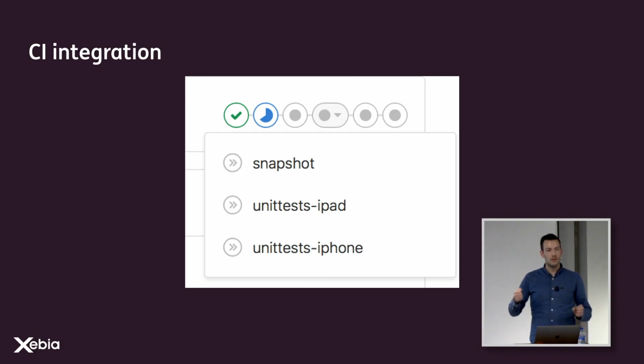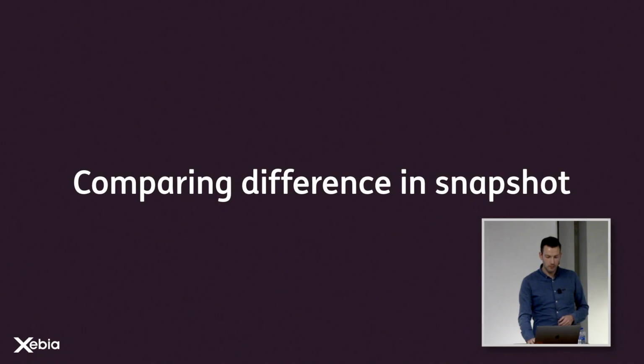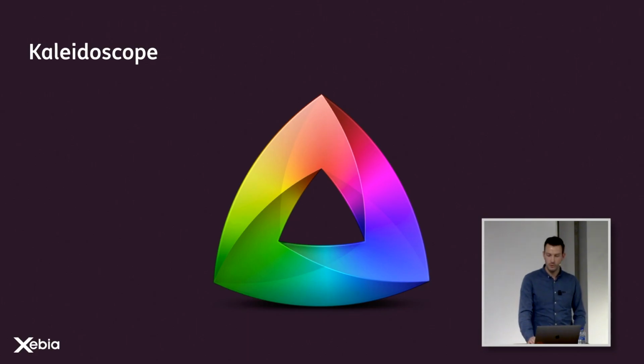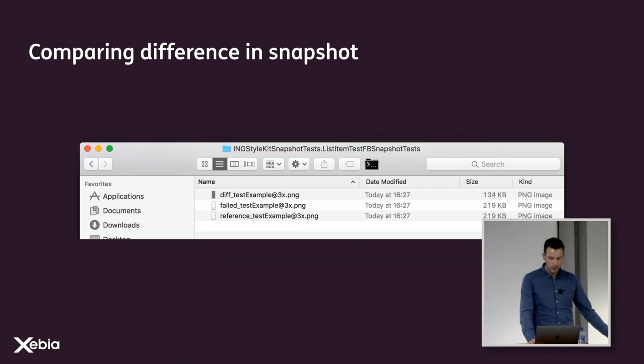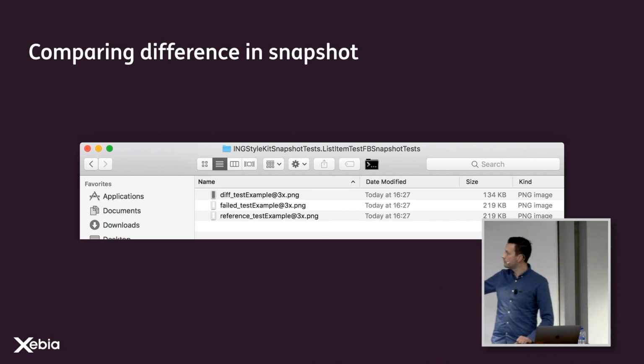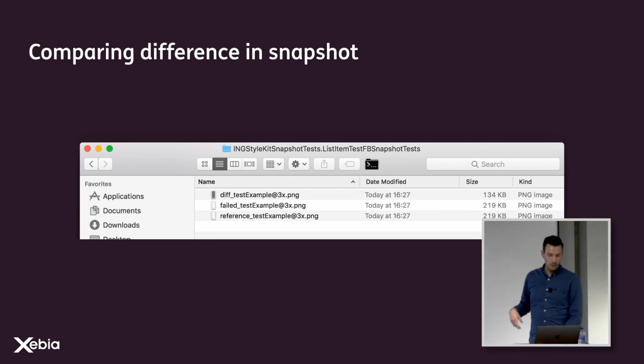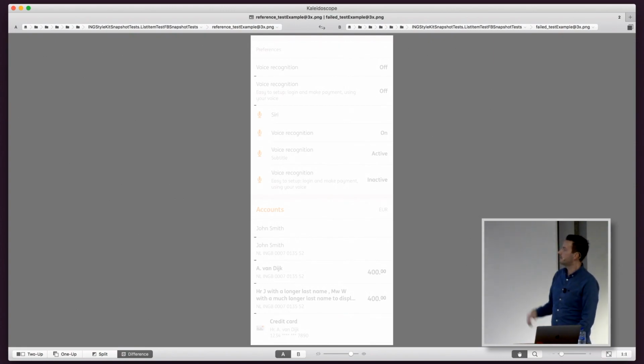So the comparison image is then downloaded, and then the user can use a tool called Kaleidoscope. Kaleidoscope is very useful because it can merge and see the difference in an image. So the use case could be the following. The folder would be downloaded from GitLab, our CI. You would see the difference, the failed and the reference. You would select these images, and then you could see in Kaleidoscope that it would highlight these same images for extra clarification.